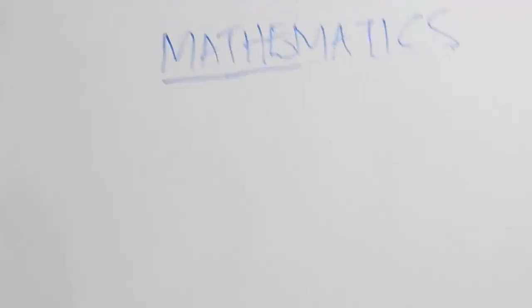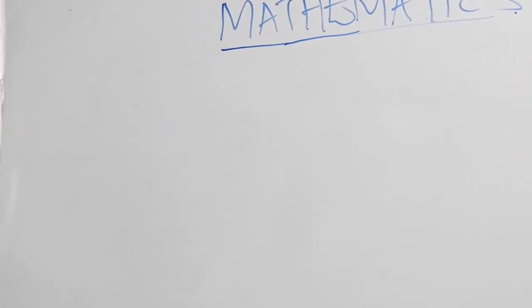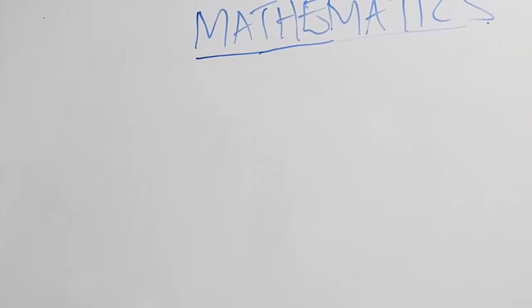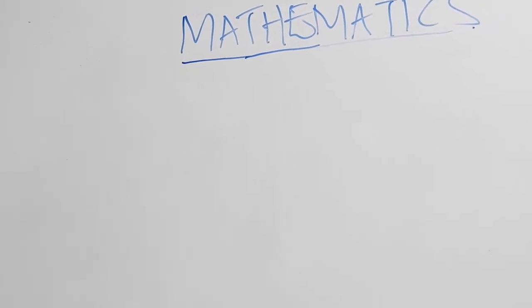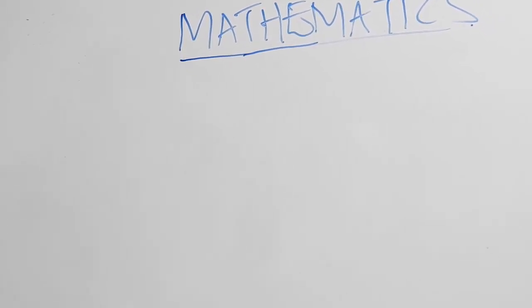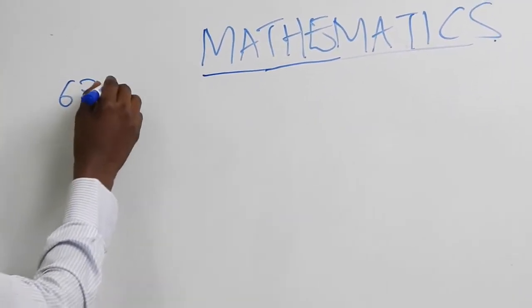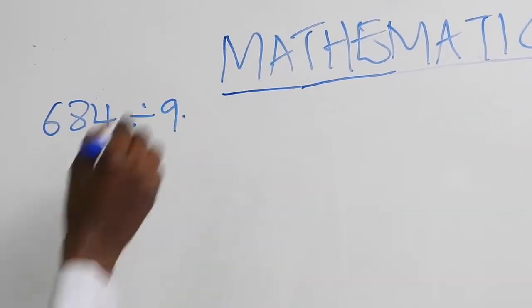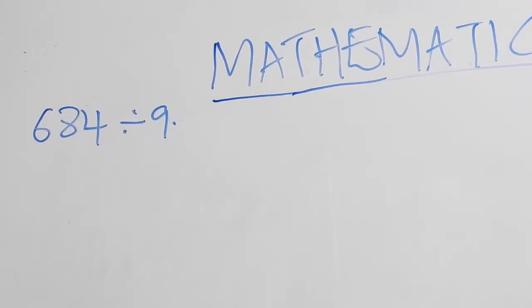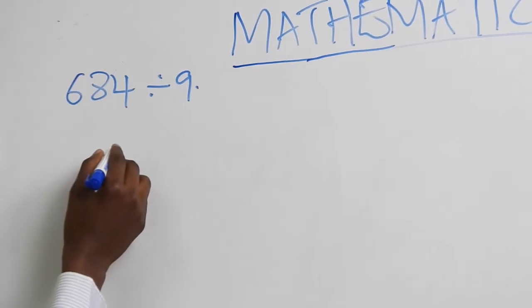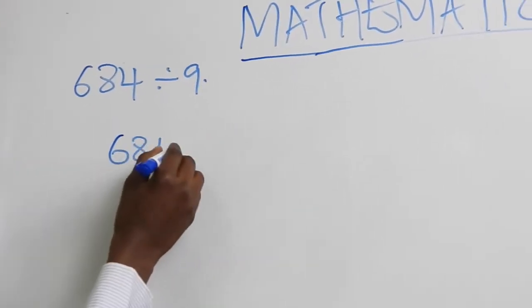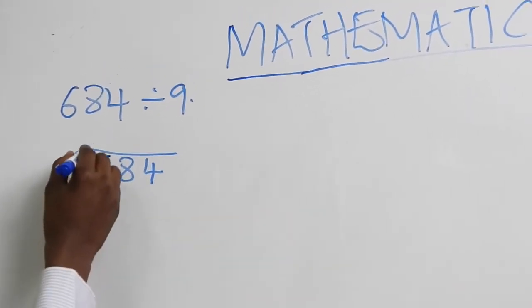We are going to learn division using the short method. But first, let us remind ourselves how to do division using the long method that we learned in the previous grade. We will begin by looking at a simple example like 684 divided by 9. So, we use the long division as follows. We write it as 684 divided by 9.